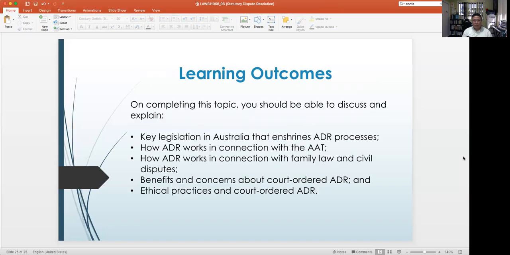Okay, so with that, on completing this topic, you should be able to discuss and explain the key legislation in Australia that enshrines ADR processes, how ADR works in connection with the AAT, how ADR works in connection with family law and civil disputes, the benefits and concerns about court-ordered ADR, and ethical practices in court-ordered ADR.